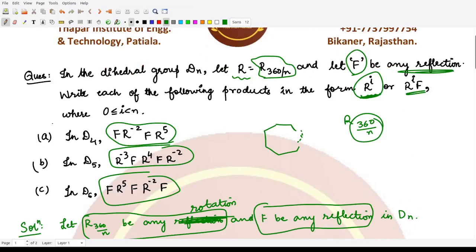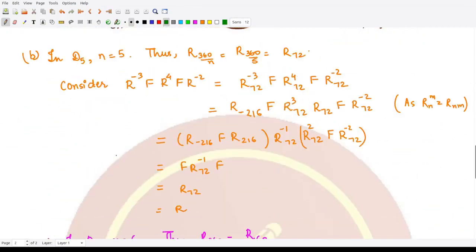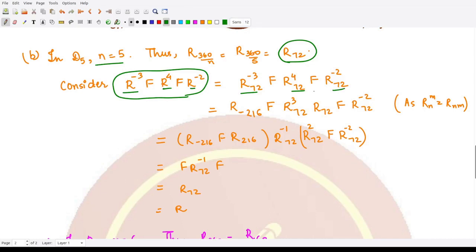Correct? Now let's take our second example in D5. In D5, we have n equal to 5. So our smallest such rotation would be 360 by 5, which is 72. So we are given this expression. We can write R72 in its place. Correct? Once you have done that, you can solve this power. So it would become minus 216. You can multiply minus 3 with 72. It will become minus 216 using this expression.